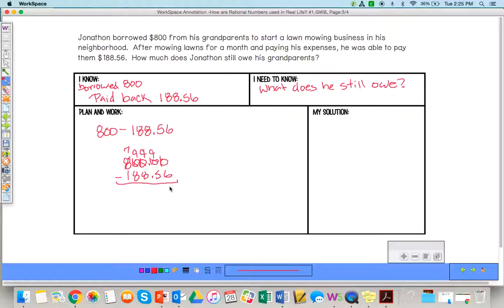So 10 minus 6 is 4, 9 minus 5 is 4, 9 minus 8 is 1. 9 minus 8 is 1. 7 minus 1 is 6. Okay? So he still owes $611.44. Okay?